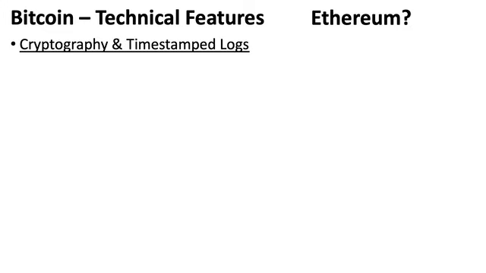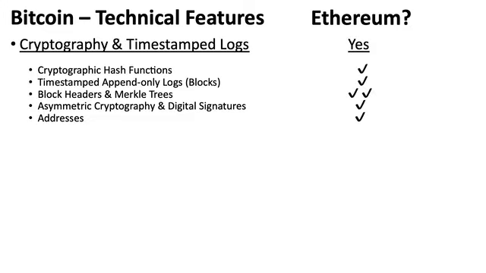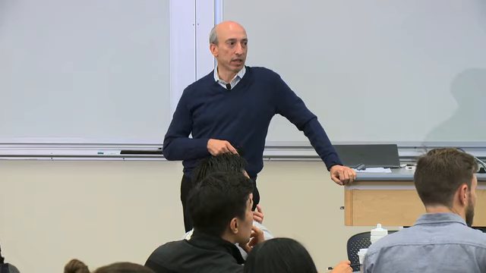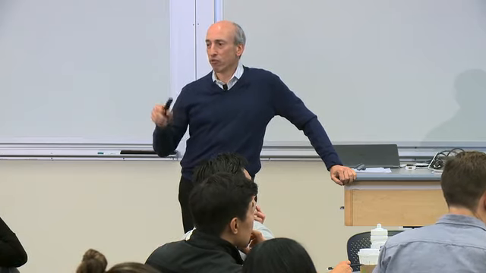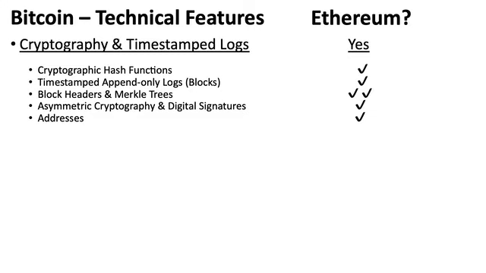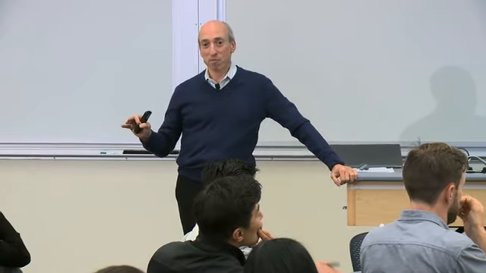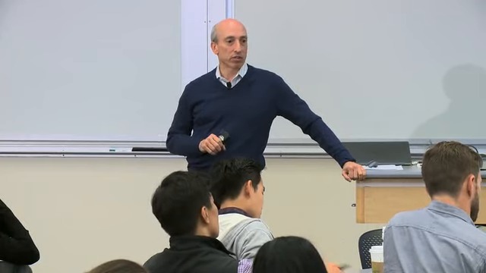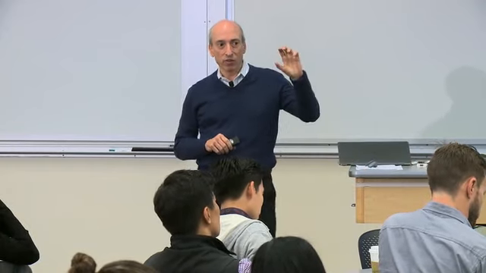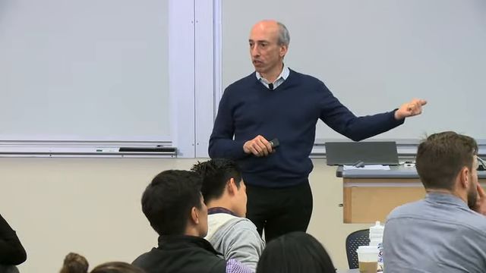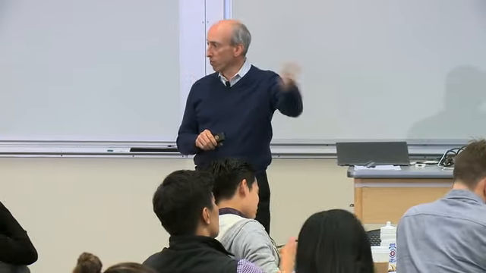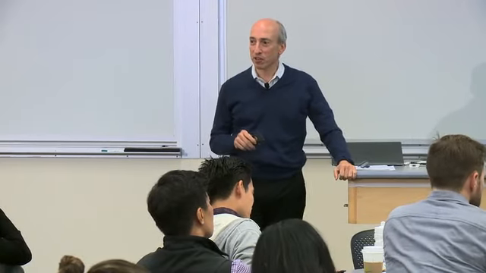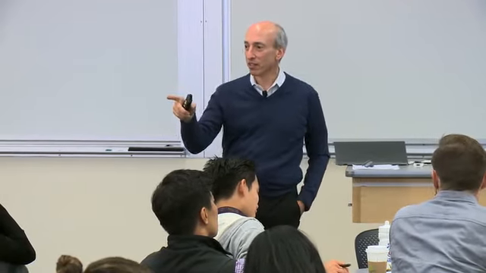So cryptography. Bitcoin and Ethereum have the same cryptography. It's not identical, but for the purposes of design features, it has cryptographic hashes, timestamps, block headers, Merkle trees, though Ethereum has more than 1 Merkle tree and Bitcoin has 1. And it has digital signatures and addresses. So everything we talked about 3 lectures ago about cryptography applies to both forms of blockchains. Anybody want to give me what our second bucket was, Guillermo?